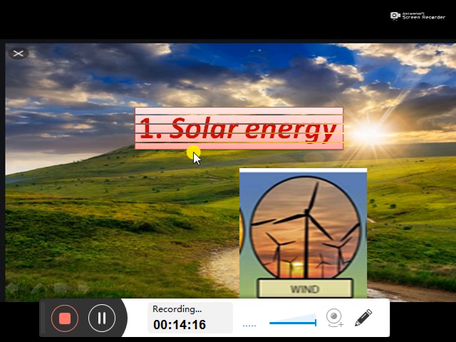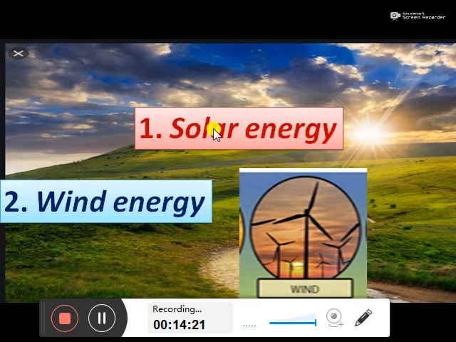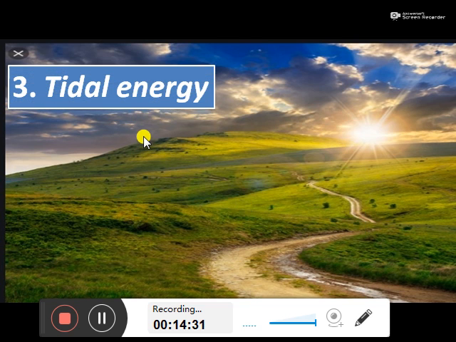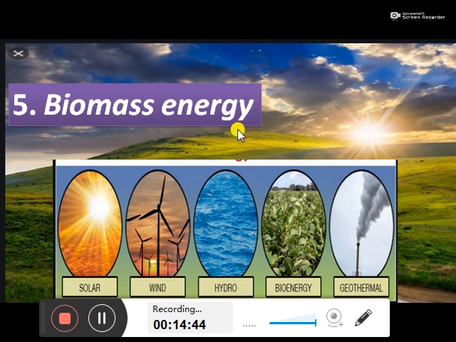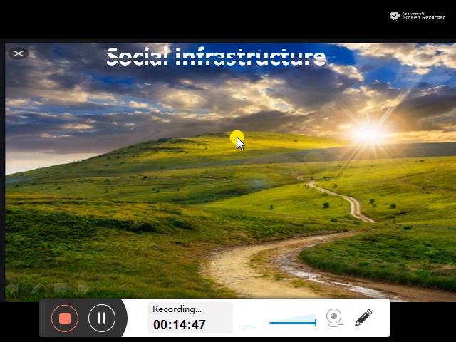Next we are going to see the examples one by one. Solar energy is shown in the slides, with the sun. Wind energy is the windmill, then tidal energy and geothermal energy. So this is an example for all the energy sources: solar, wind, hydro, bioenergy, and geothermal. Biomass gas energy. And next we are going to discuss social infrastructure.